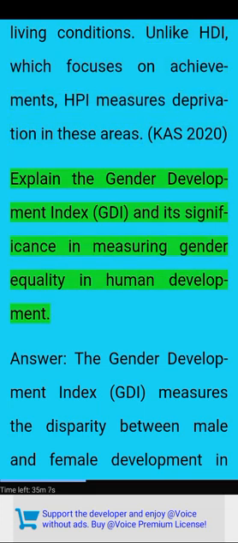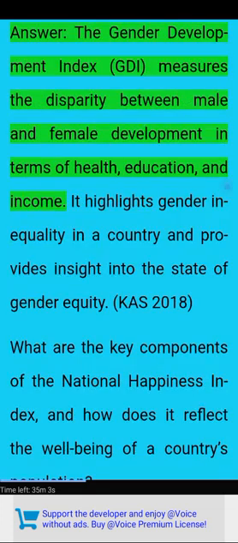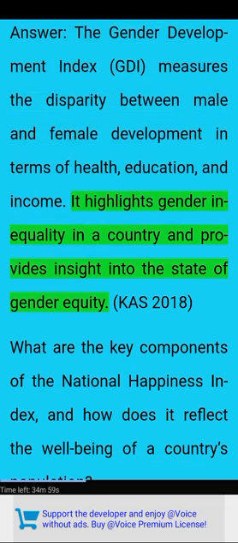Explain the Gender Development Index (GDI) and its significance in measuring gender equality in human development. Answer. The Gender Development Index (GDI) measures the disparity between male and female development in terms of health, education, and income. It highlights gender inequality in a country and provides insight into the state of gender equity.